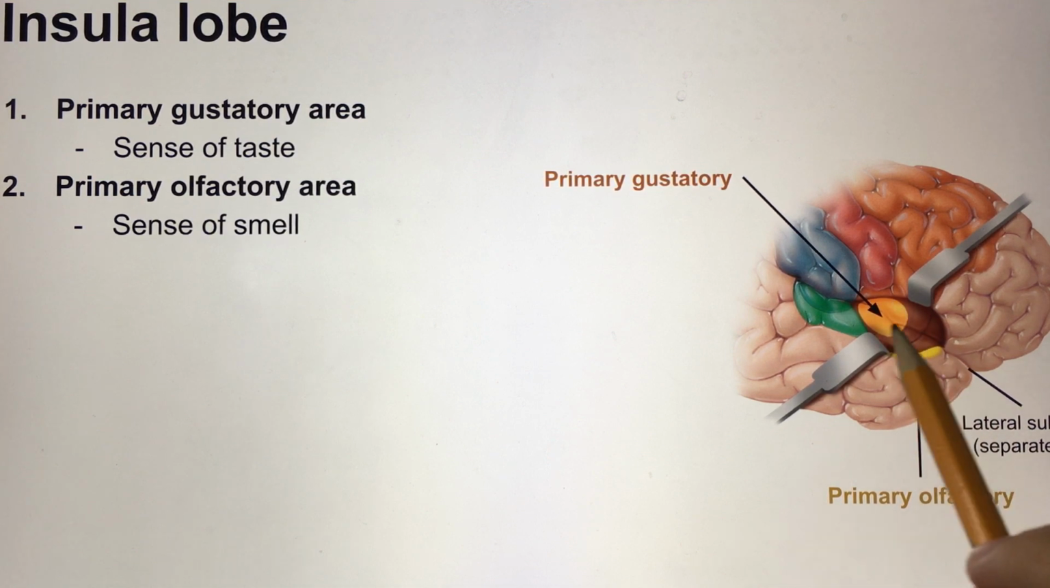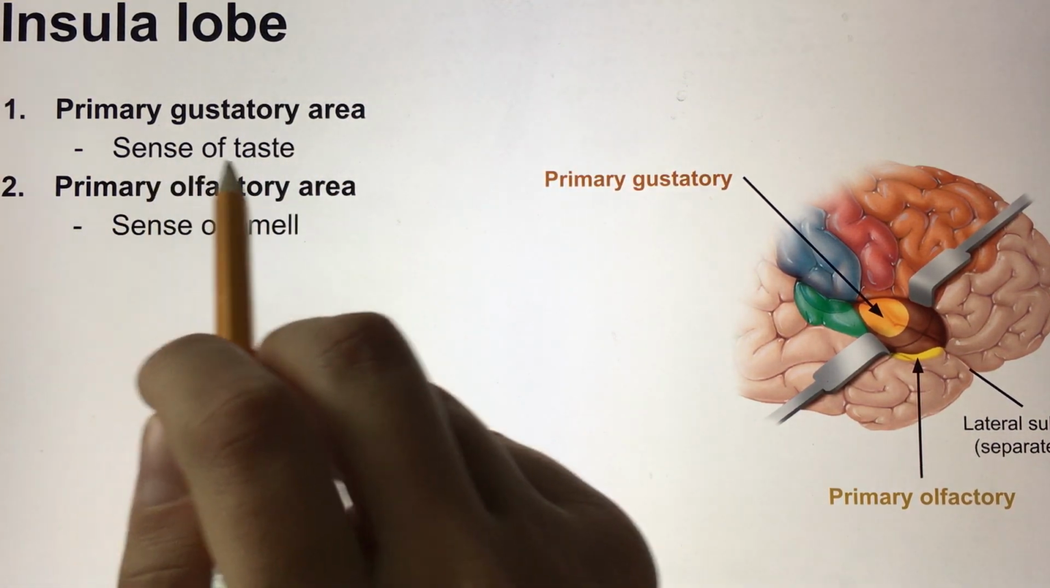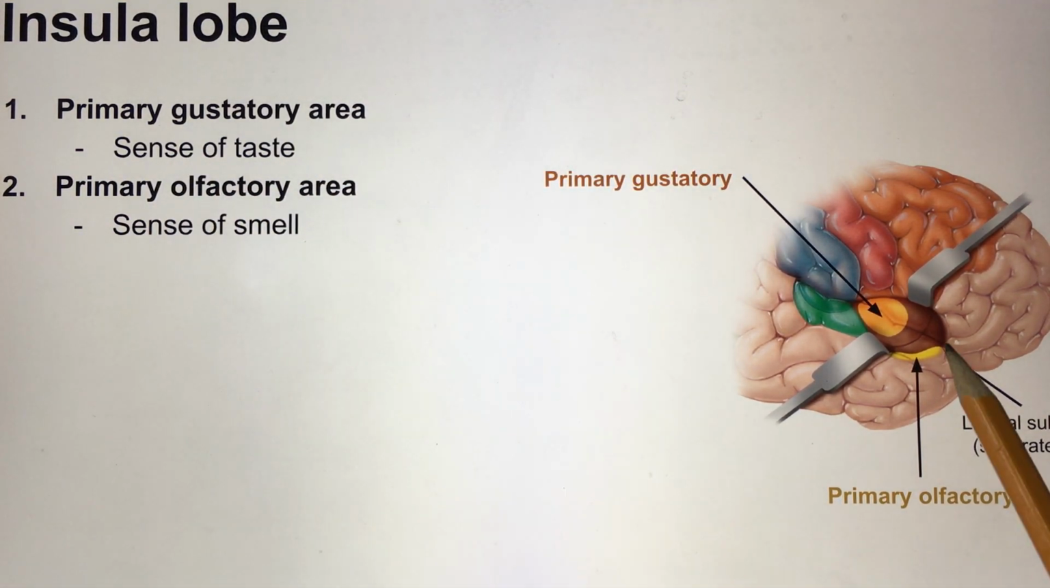The last lobe is the insula, and the insula has 2 main regions. The region more posterior is the primary gustatory area, that's the sense of taste perception, and the area more inferior, that is kind of touching the temporal lobe a little bit, is the primary olfactory area. This is where the sense of smell is perceived.